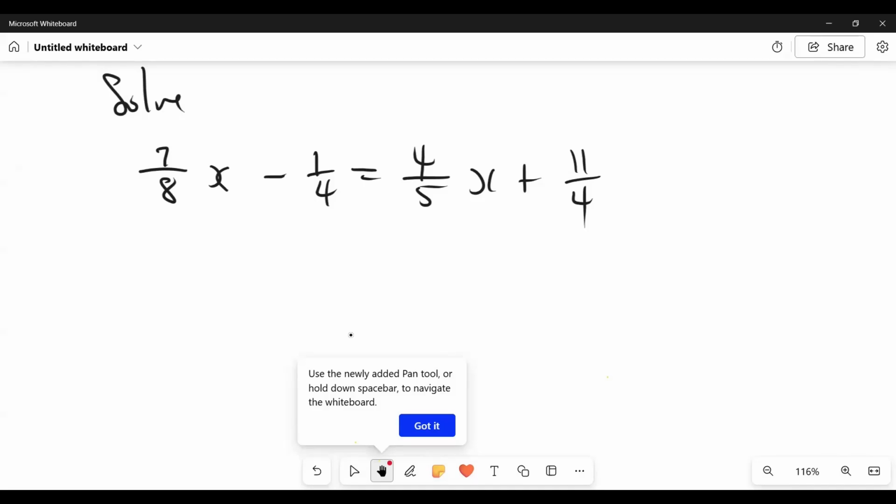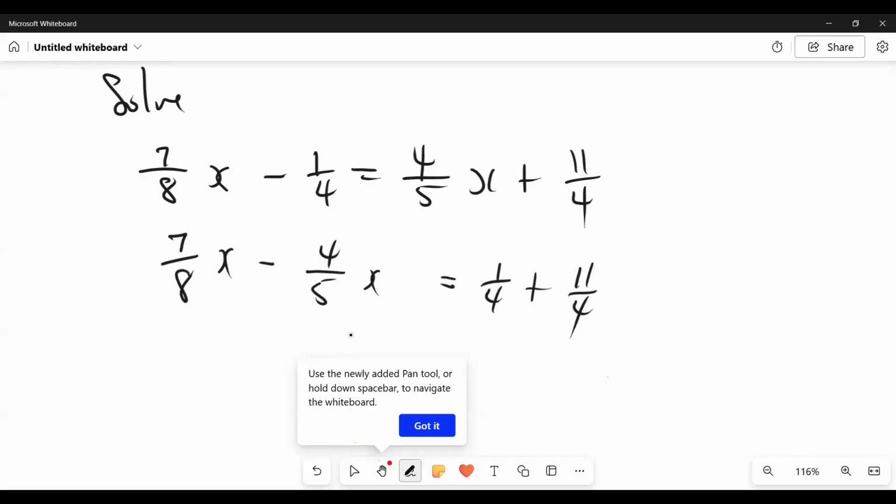Will we be grouping like terms? Okay, that's a good suggestion. A lot of people go straight to the LCM thing and multiply everything by the LCM. Nothing wrong with that. But I like alternative approaches, right? Where you can, okay, what you're saying, you can bring this over here and bring this over here. So you have 7/8 x minus 4/5 x equal to, okay, a quarter plus 11 over 4, right?